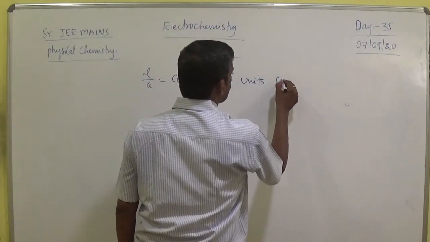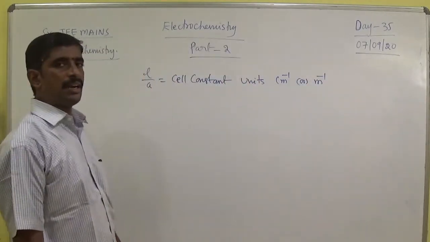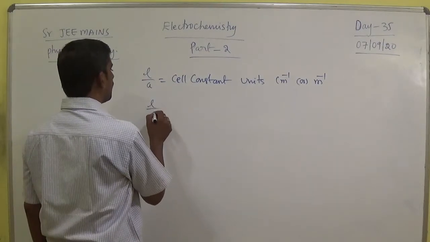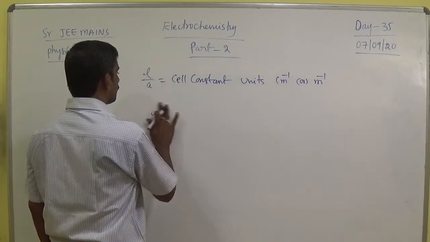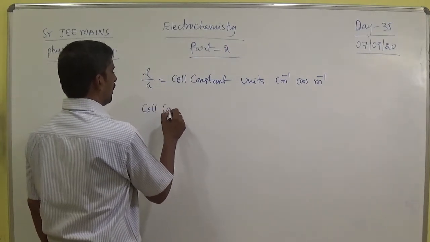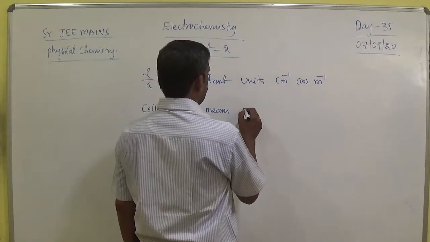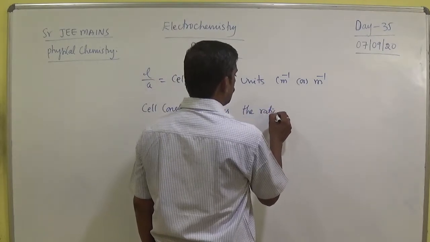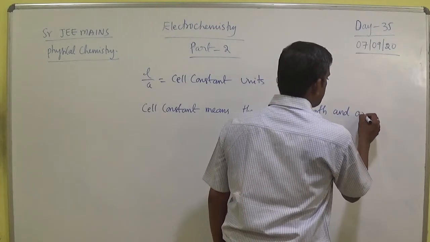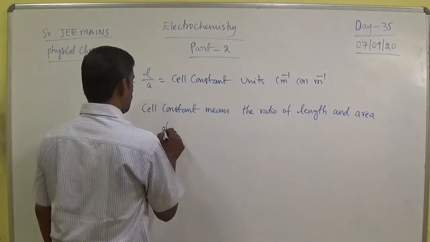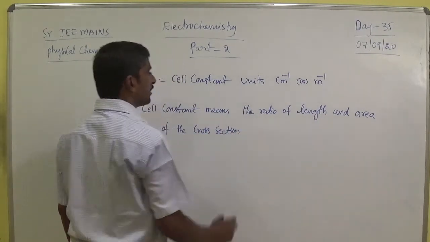Cell constant units: centimeter inverse or meter inverse. L by A means cell constant. Simply, cell constant means the ratio of length and area of cross section. So that is a cell constant.